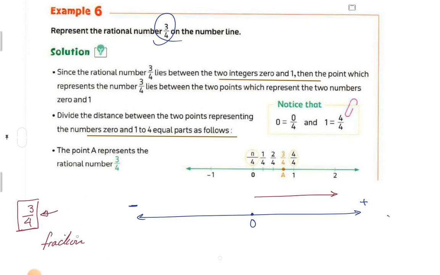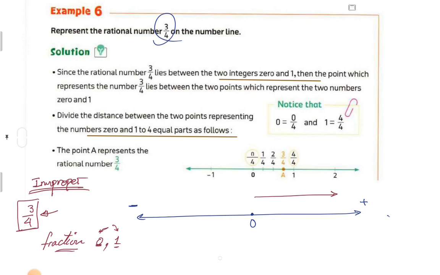We know that fraction is in between 0 and 1. Any fraction lies between 0 and 1. It's bigger than 0, okay, and less than 1. Note that it's a proper fraction, so it's not a mixed number. Note that. Okay, now I know that 3 over 4 is lying between 0 and 1.